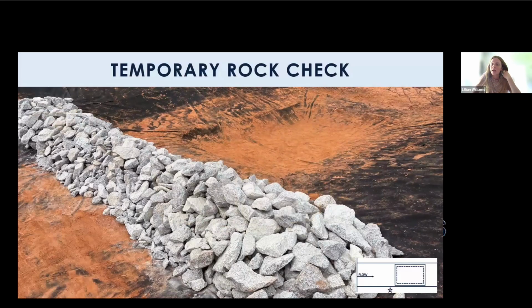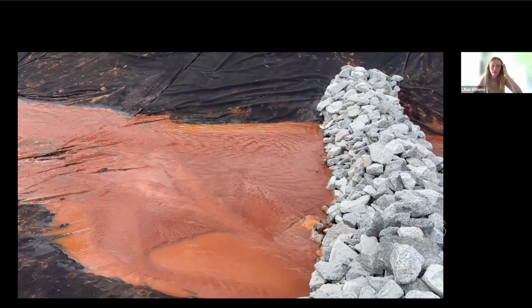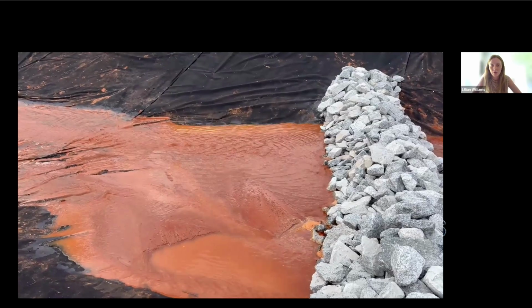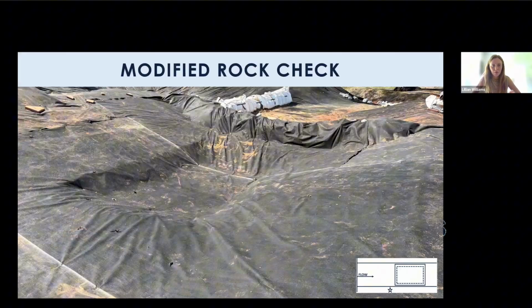So for our temporary rock check, the Nebraska rock was specified to be a certain thing, and we found a conservative equivalent in Alabama to use as our rock. I'm not going to spend much time on this because it really didn't perform as well. You can see there's a little bit of buildup, but no real impoundment. So our modified rock check was a geotextile covered rock that had wheat poles across the face.